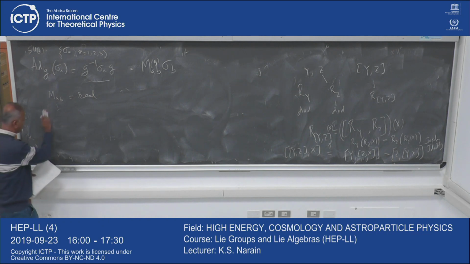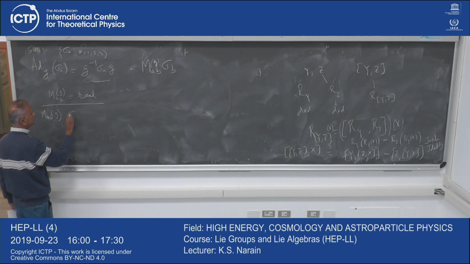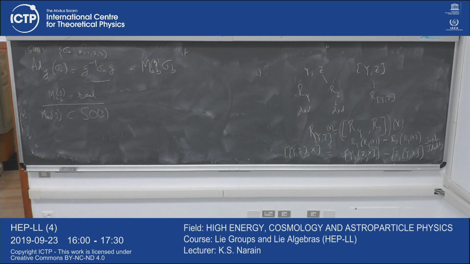Now, the important point that we want to prove is that M_AB actually belongs to SO(3). That's what we want to check. So the way the proof goes, in order to do this, I need to check that this is an orthogonal matrix. So this is a real matrix, and it is orthogonal, and the determinant is equal to 1. These are two things we need to check.